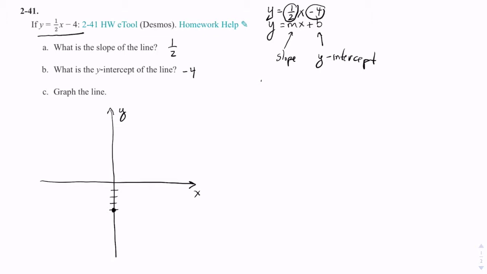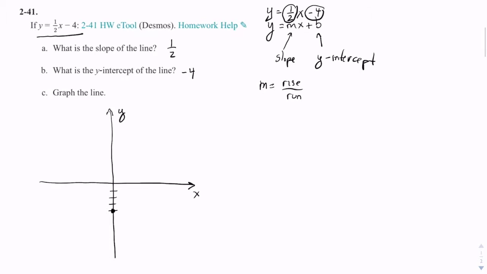Now remember, the slope is rise over run. So if the slope is 1/2, that means the rise is 1, so I go up 1. And the run is 2, so I go over 2, and I get to here, right? And if I wanted to do this again, I could go up 1 over 2.